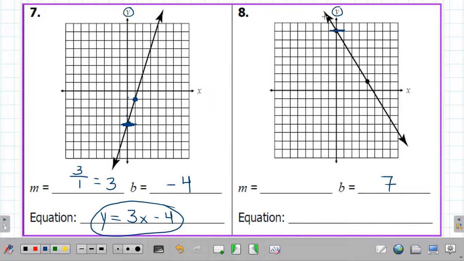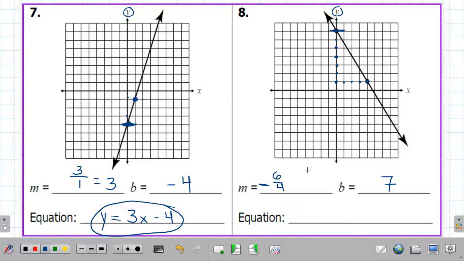Well, first thing, I see the line's pointing down. So I'm going to go ahead and put a negative sign right here because I know my slope's going to be negative because the line's pointing down like this. But then I go from here, I go down 1, 2, 3, 4, 5, 6 over 1, 2, 3, 4.